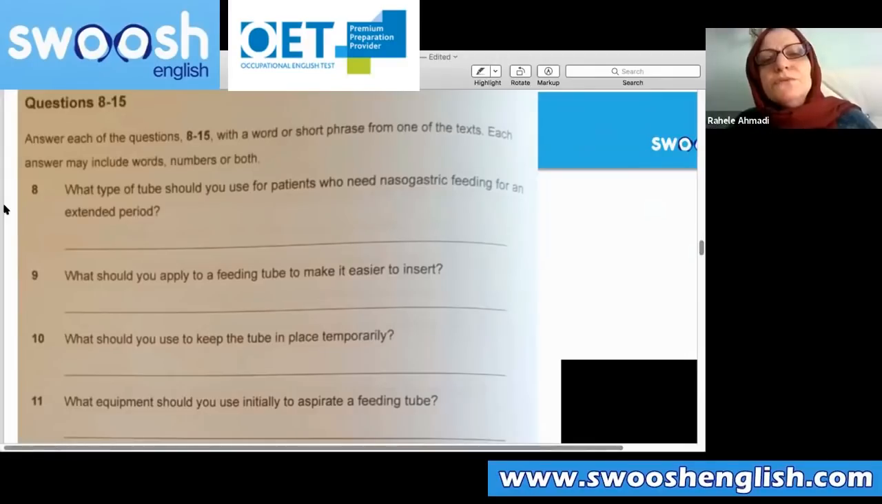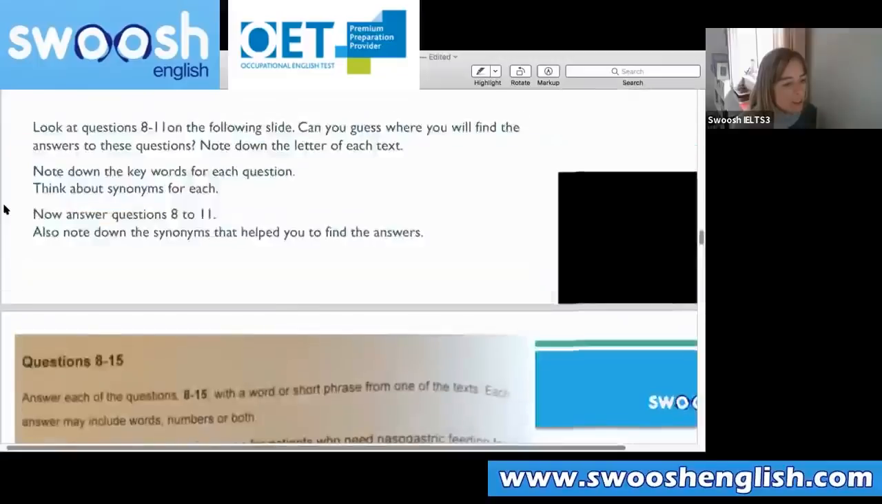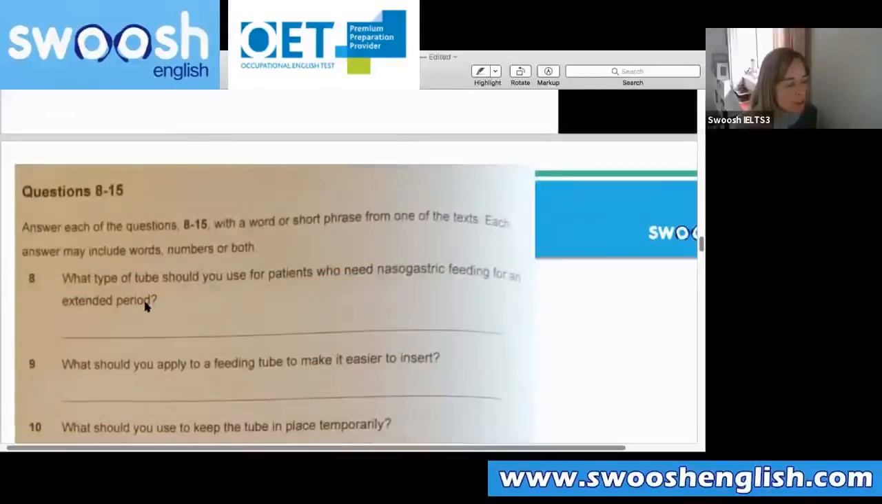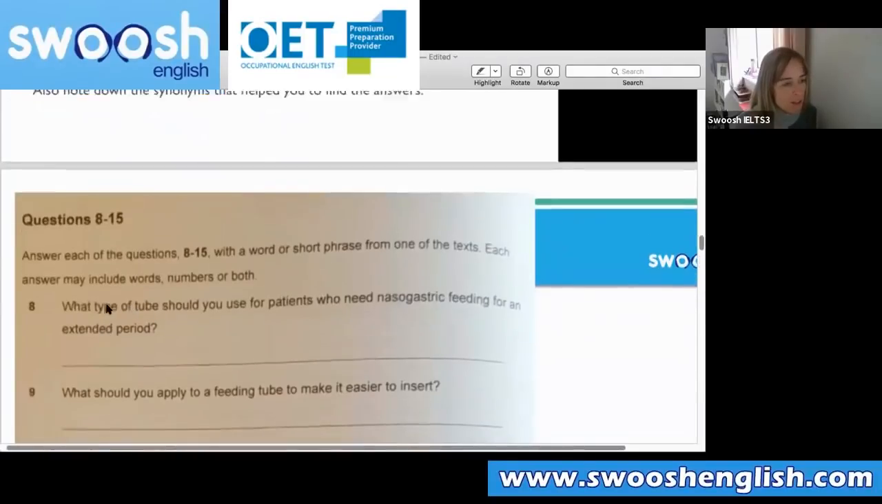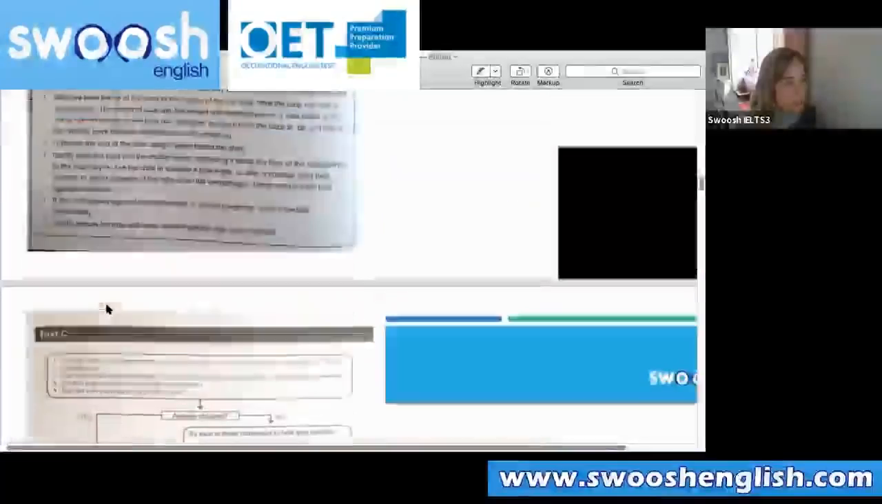Type of tube. Yep. And extended period. Excellent, right. So now we have that information. Let's go to text B, we said, didn't we? So we have to try to remember the question, keep that in mind. Type of tube, for extended period, okay? So let's go back to B.